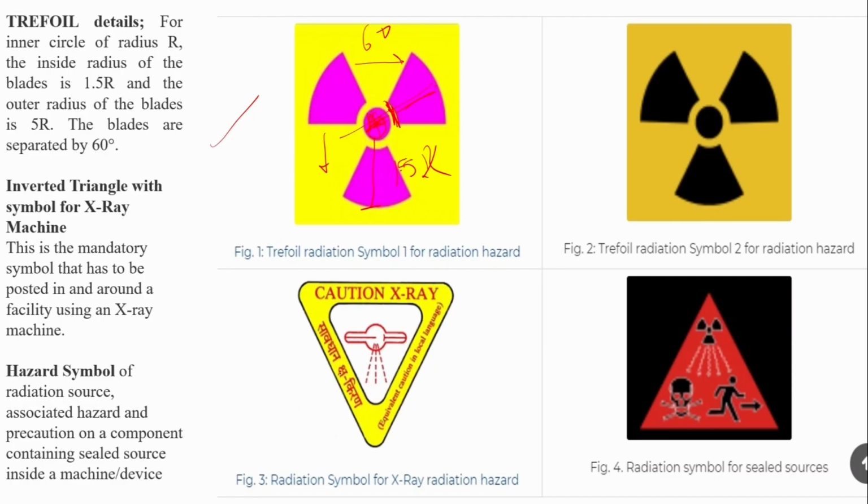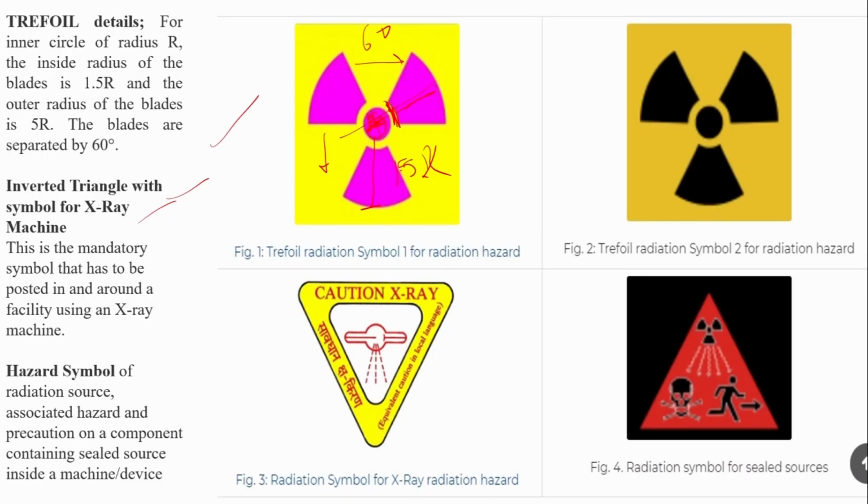The next important symbol is the inverted triangle with the symbol for an X-ray machine. This is for all kinds of radiation generating equipment, meaning equipment which generates X-rays. X-rays are like a switch on-off system, like your ordinary light, where you can simply switch on or off. The same is true for radiation generating equipment, where the beam can be switched on and off by a switching mechanism. So for such equipment, the symbol is different.